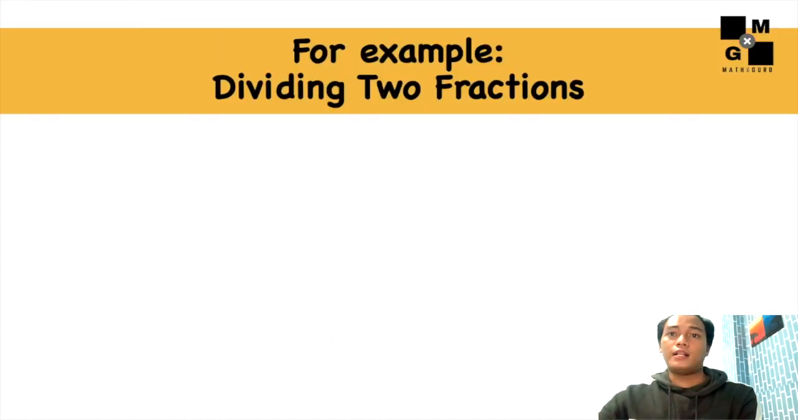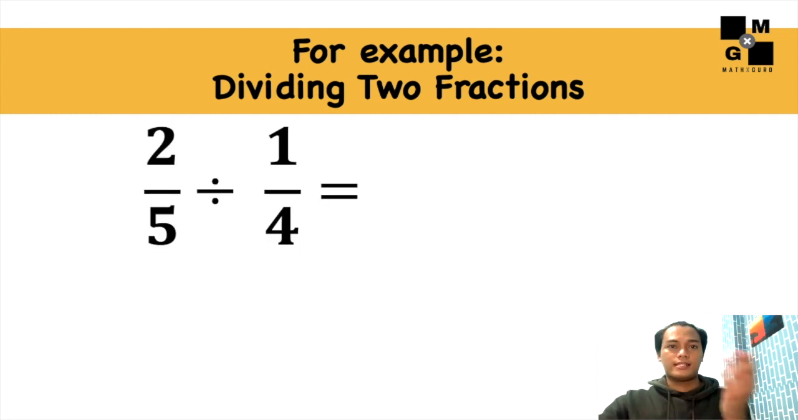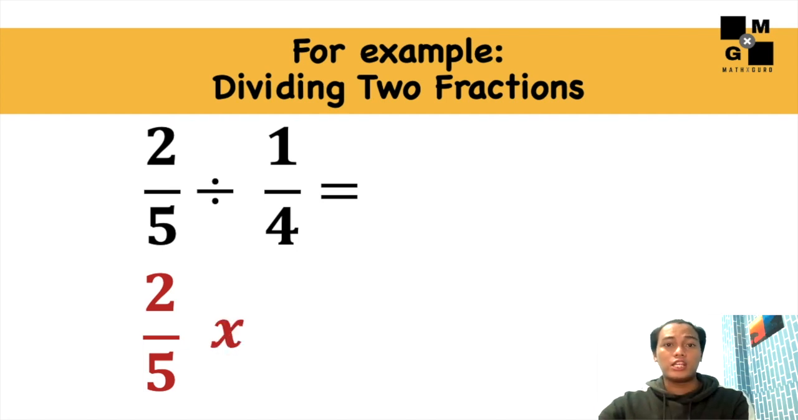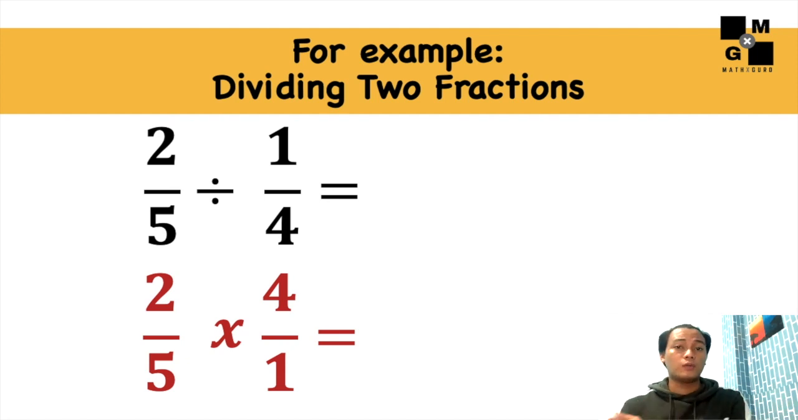In this example, dividing two fractions. Example, 2/5 divided by 1/4. So KCF: apply K, copy 2/5, change divide to multiplication, and then flip 1/4, that will be 4/1. And then let's now apply the rule on how to multiply fractions.